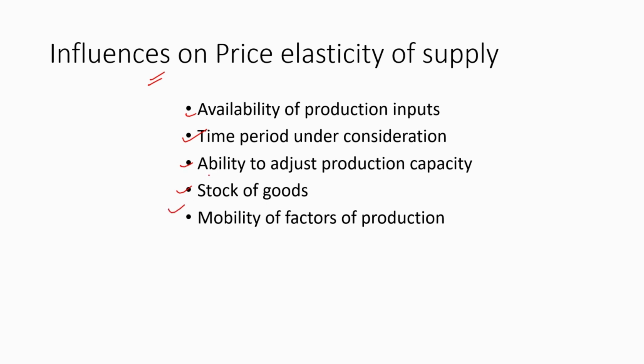Mobility of factors of production. The ability of production factors such as labor and capital to move between different users or locations can also influence the elasticity of supply. If factors of production can be easily moved to the production of the good in question, the supply will be more elastic. However, if factors of production are tied to specific users or locations, the supply may be relatively inelastic.